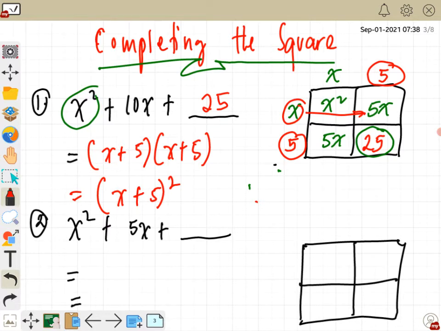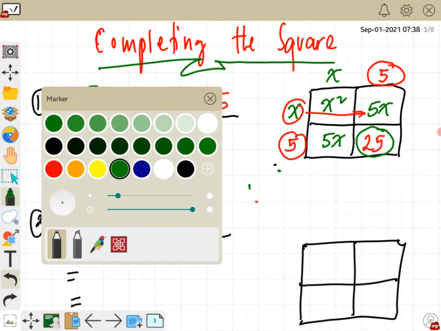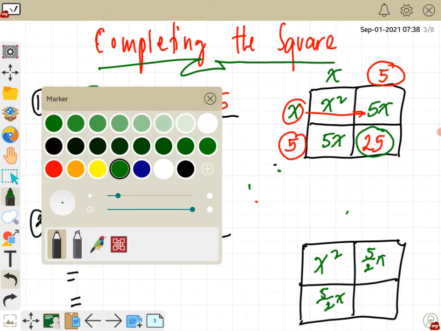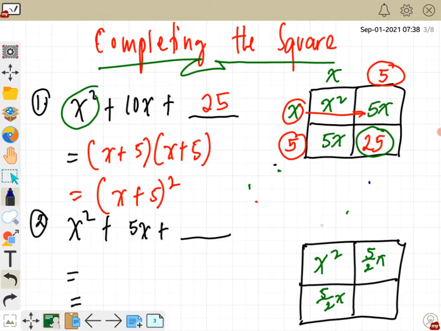So the same with x squared plus 5x plus blank. So we will put x squared, and we will put 5x. We'll divide 5x by 2 because we're going to put that evenly here. So this is 5 over 2 x, then 5 over 2 x. We know that 5 over 2 x plus 5 over 2 x is 5x. So we know that this is simply x and x. x and x is x squared.